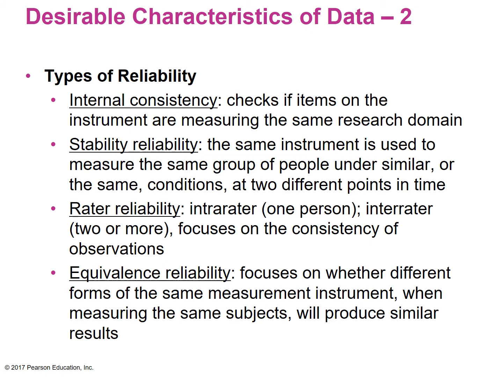Okay, types of reliability. So how do you establish reliability? Well, there's several different ways. Internal consistency checks if items on the instrument are measuring the same research domain. So from a statistical analysis standpoint, you need to collect the data, and then you analyze the data to determine types of reliability. For internal consistency, typically we use what's called a Cronbach's alpha, and it's simply a statistical analysis that looks for patterns of how people respond on different questions.